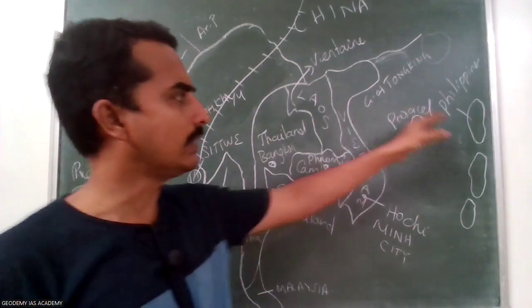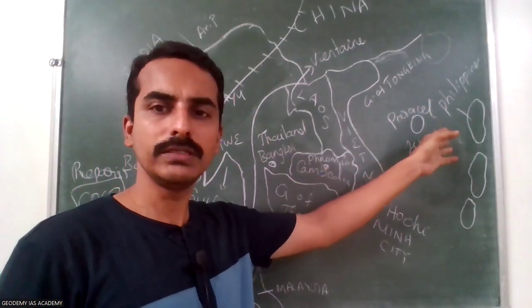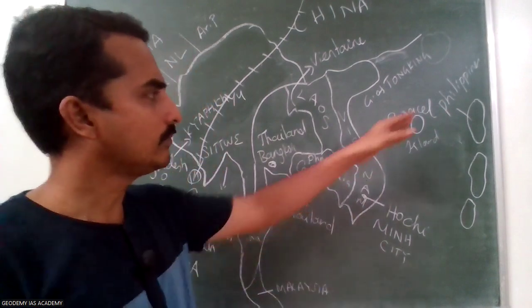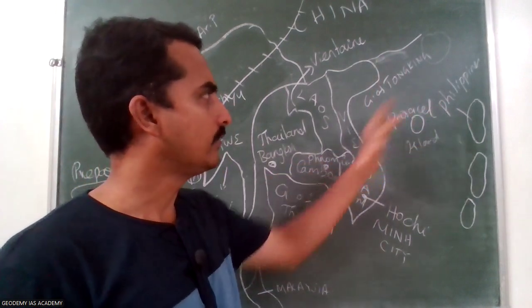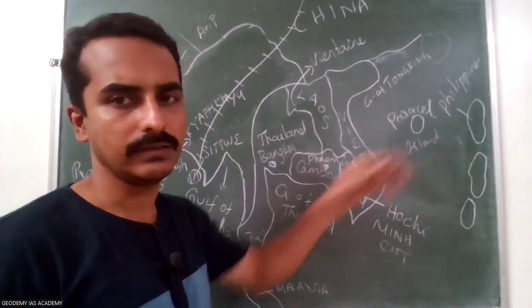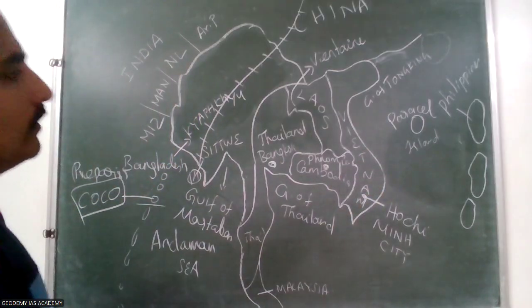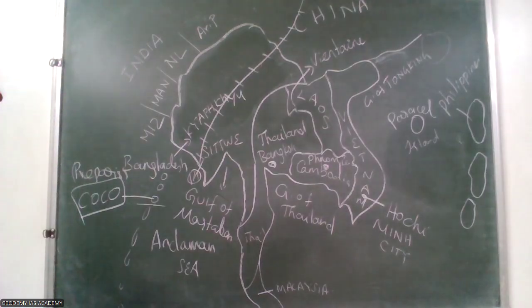So in many islands, in the Paracel Islands, it is also rich in natural gas and oil resources. Okay. So the disputes between Vietnam and China, Philippines and China are there. Okay. Then, so like that, these are the issues.